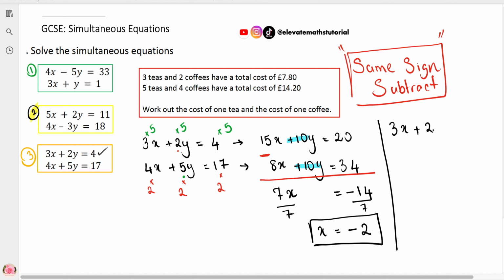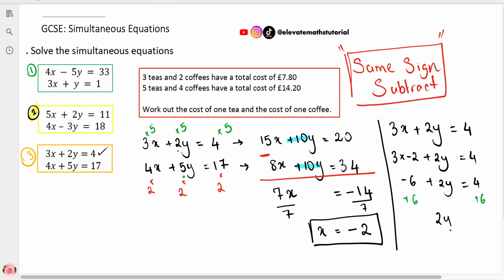So 3x plus 2y is equals to 4. So 3 times minus 2 plus 2y is equals to 4. That gives us minus 6 plus 2y equals to 4. Two-step linear equation. In order to get rid of minus 6, you will add 6 on both sides, and that's going to give us 2y is equals to 10. And then to get rid of the 2, you would divide by 2 on both sides. So y is equals to 5. And that is our answer for y.